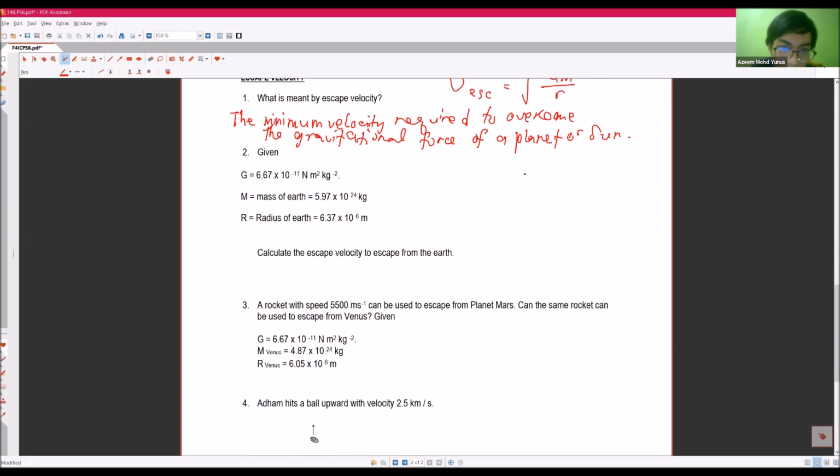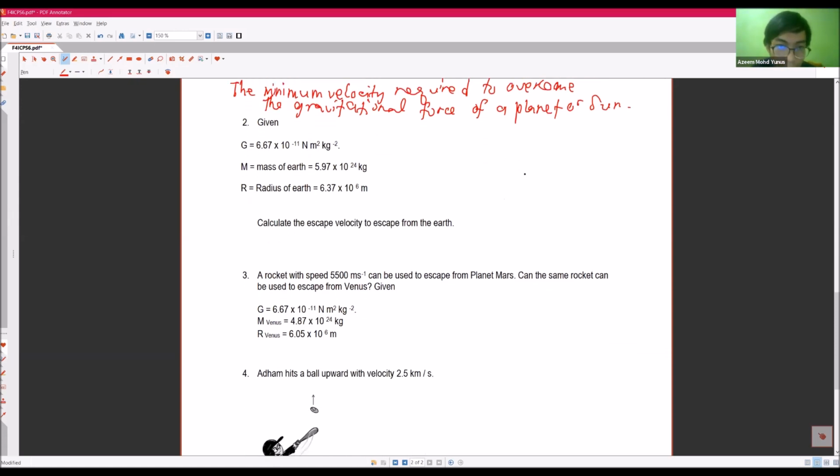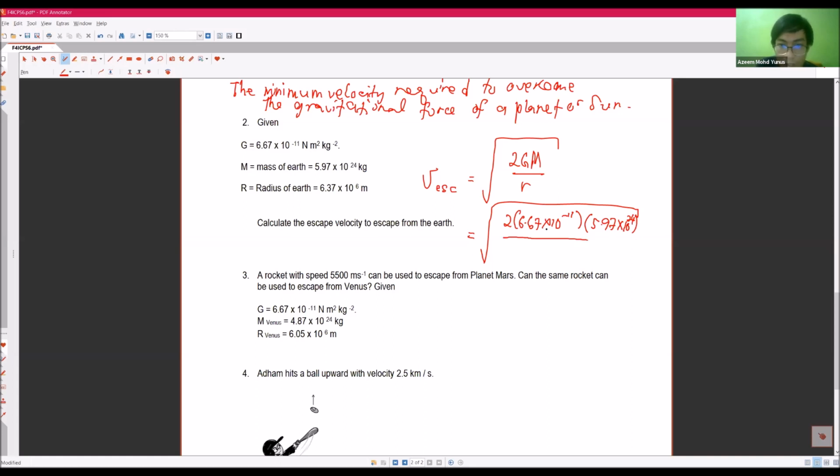As simple as that. So number two, given all the values, calculate the escape velocity to escape from the Earth. So V_esc equal to the square root of 2GM over r. Let's plug in all the values. So 2, 6.67 times 10 to the negative 11, the mass 5.97 times 10 to the power 24, radius 6.37 times 10 to the power of 6. Make sure that you square root at the end. Do not put the square root in your calculator yet. You do the square root as the final step.